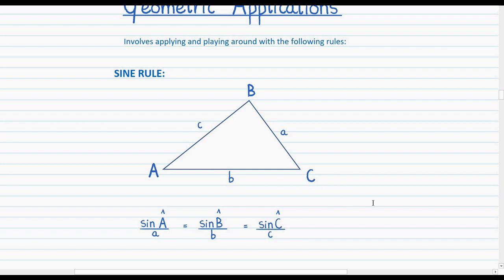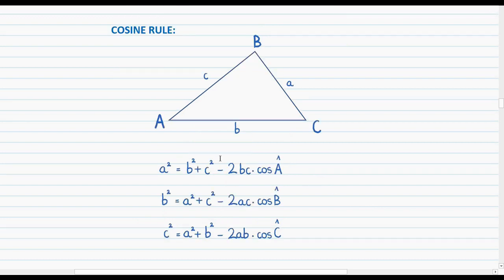And the next rule is the cosine rule, which you should have also seen before, which says that for a similar such triangle, a squared is equal to b squared plus c squared minus 2bc cos A. And similarly, b squared is equal to a squared plus c squared minus 2ac cos B. And similarly, c squared is equal to a squared plus b squared minus 2ab cos C.